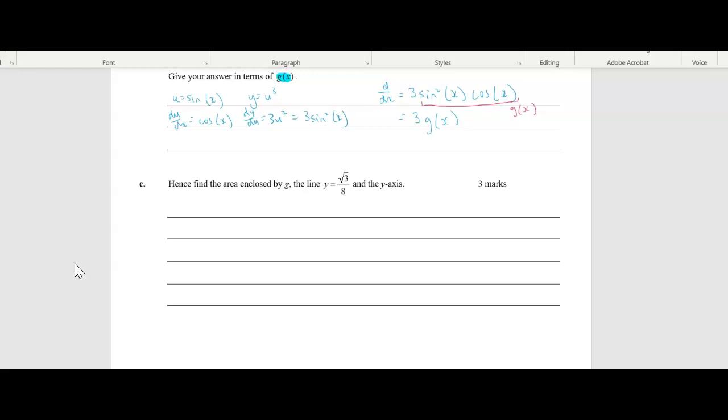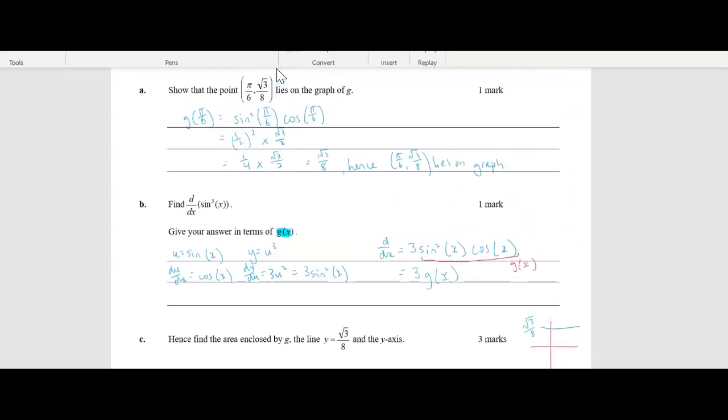Okay, so we're finding the area enclosed by the curve G and the line y equals root 3 on 8. So remember when you see y equals any constant, oh God, that is really annoying. You hear it now? Let's stop talking. Okay, so that line just goes across like that, and that's at root 3 on 8. So don't ever forget that.